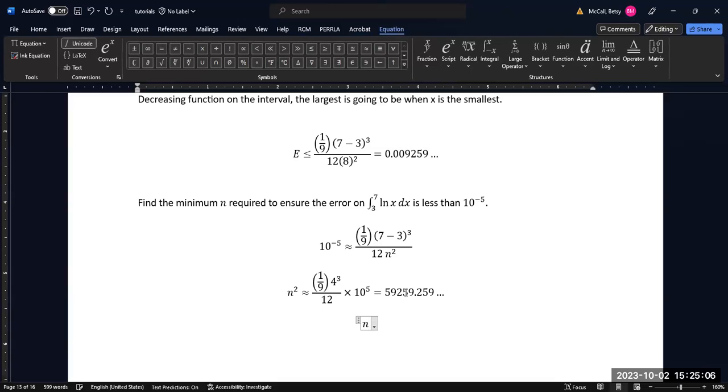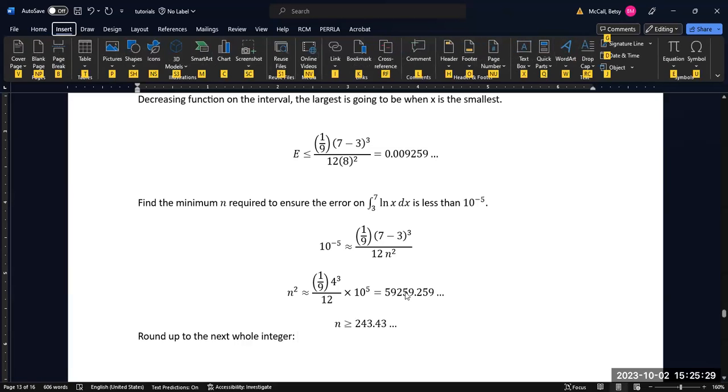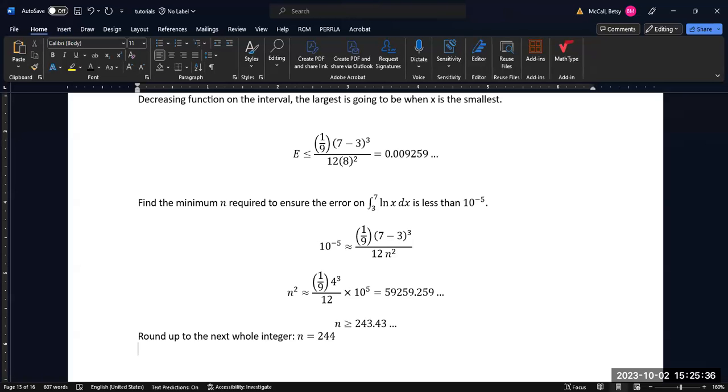And remember, in the end, this is a threshold value, so n actually has to be greater than whatever we get here. And I've got 243.43... That means that we need to round up to the next whole integer. So n is going to be 244 in order to guarantee that we're going to get this error.